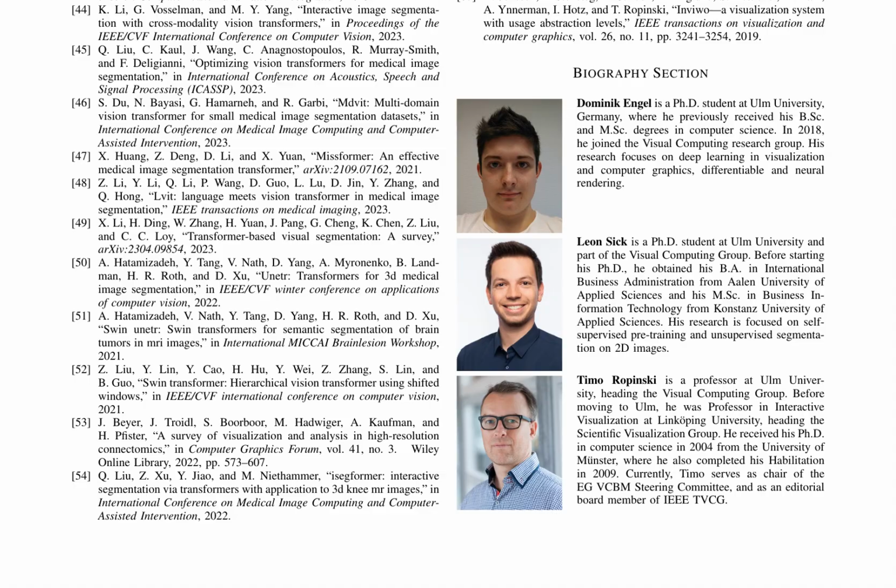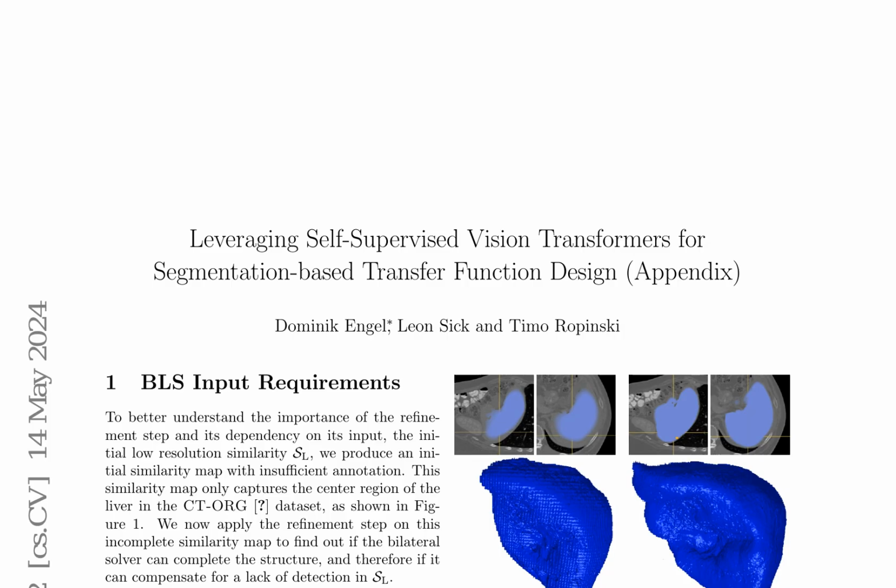The authors delve into the significance of the refinement step in segmentation-based transfer function design, focusing on its reliance on the initial low-resolution similarity map, SL. To explore this, they generate an incomplete similarity map with insufficient annotations, capturing only the central region of the liver in the CTORG dataset. The refinement step is then applied to this incomplete similarity map to determine if it can complete the structure and compensate for the lack of detection in SL.